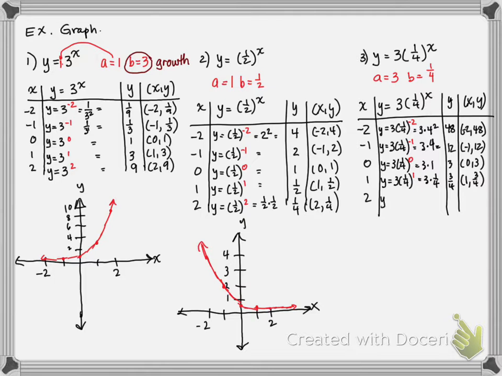And last but not least, we put in the 2. So that's going to give me 3 times 1/4 times itself, which is 1/16. And then that's going to give me 3/16. So 2, 3/16. Okay, so here's my graph.